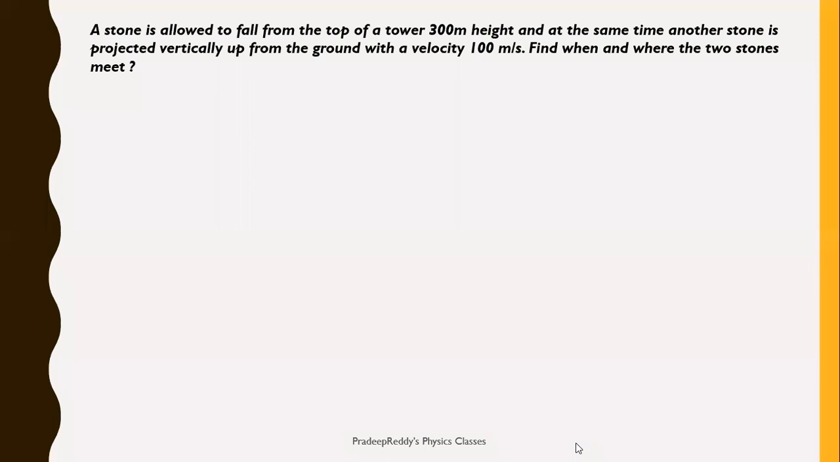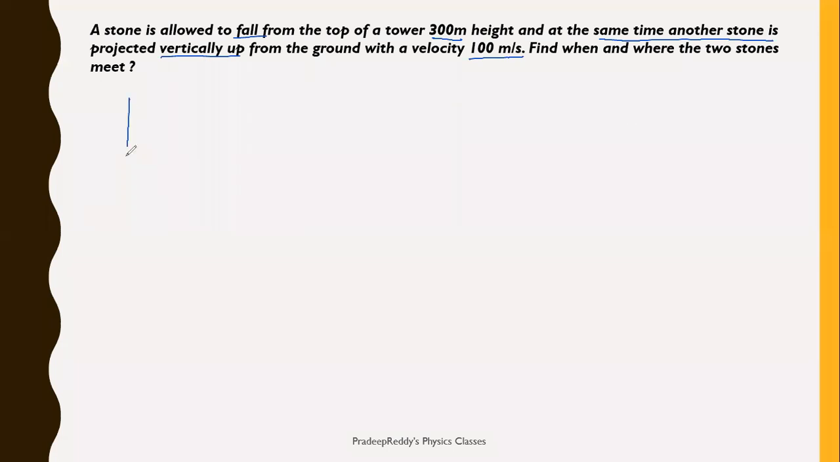Now, in this problem, it is given that a stone is allowed to fall from the top of a tower 300 meter in height, and at the same time another stone is projected vertically up from the ground with a velocity of 100 meter per second. Find when and where the two stones meet. It is very simple. I'll explain the problem and you can solve that very easily.